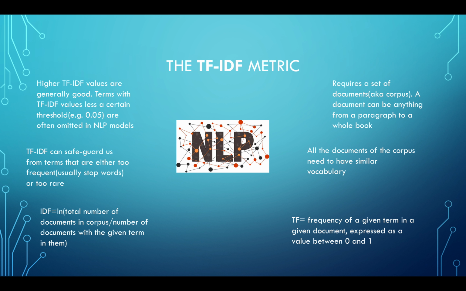The main advantage of TF-IDF is that it can safeguard us against terms that are too frequent or too rare. Too frequent terms are usually stopwords. They add little to no value to the NLP project. In fact, some packages have the option of removing them altogether even before you start evaluating the terms. High TF-IDF values are generally good. Also, terms that have a TF-IDF value less than 0.05 are often omitted in the model. Besides that, they make weak features and take up memory space and CPU time when we analyze.